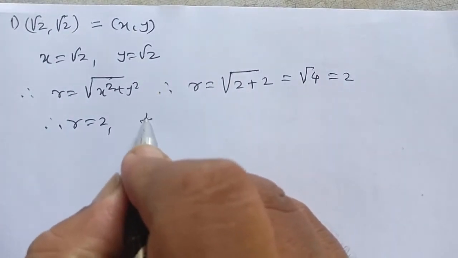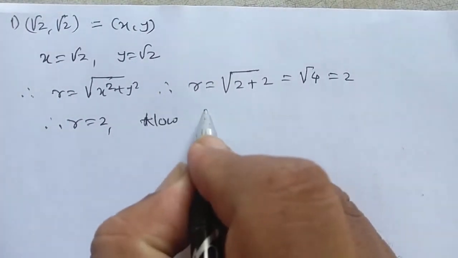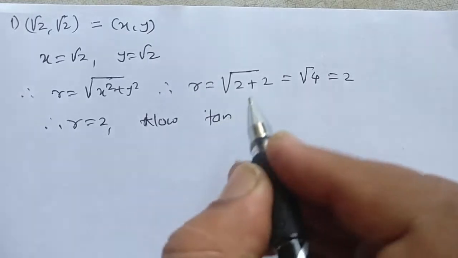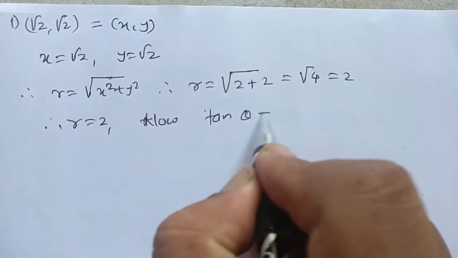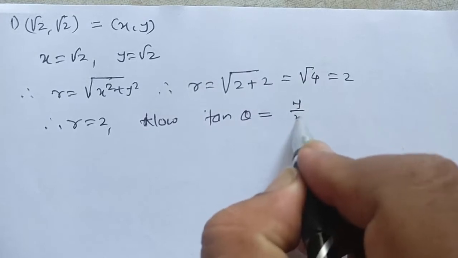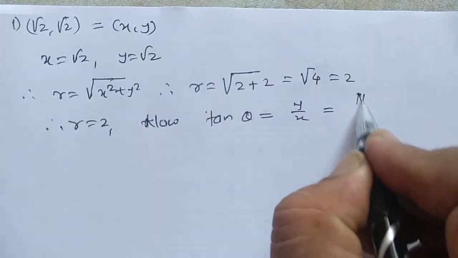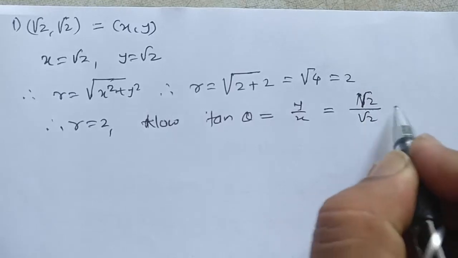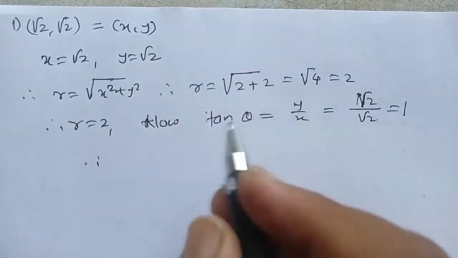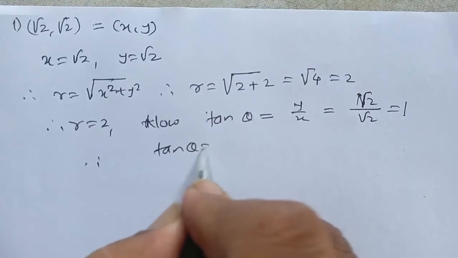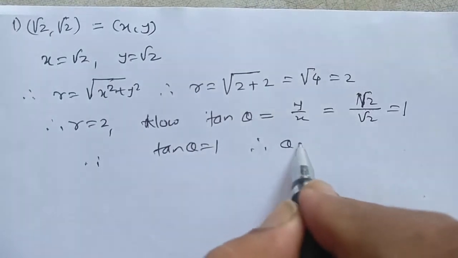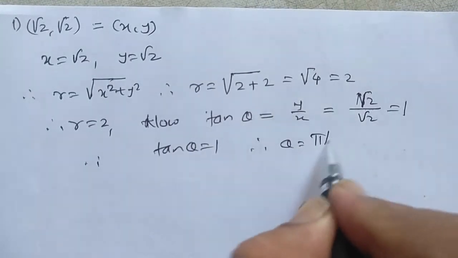Now, tan of theta is equal to y upon x. y is under root 2 and x is under root 2, so this is 1. Therefore, tan theta is equal to 1. Therefore, theta is equal to pi by 4.